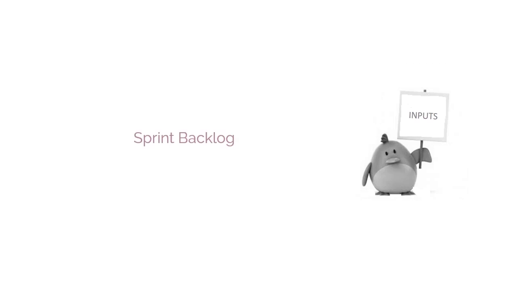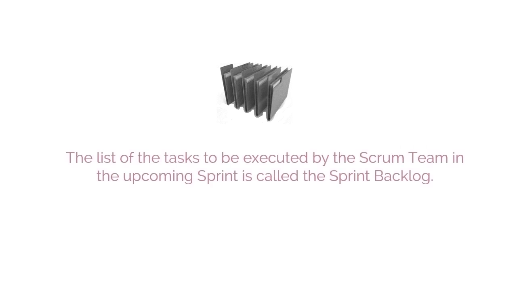The next source of input is the sprint backlog. The list of the tasks to be executed by the Scrum team in the upcoming sprint is called the sprint backlog. We have the done criteria as another important source of input to discuss now.